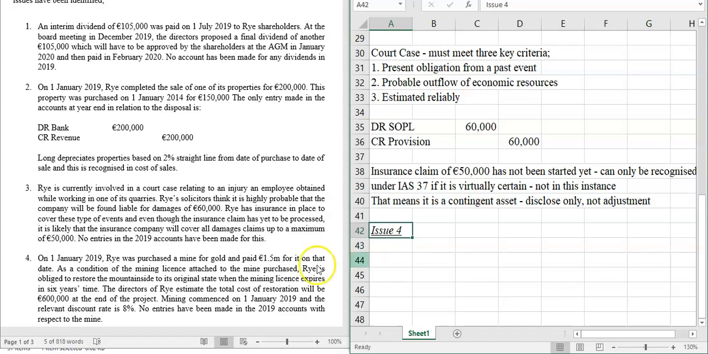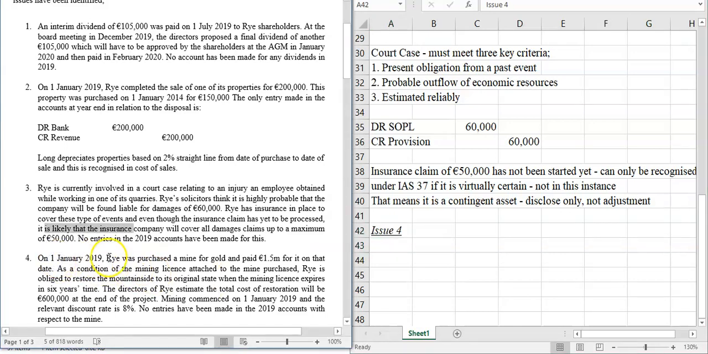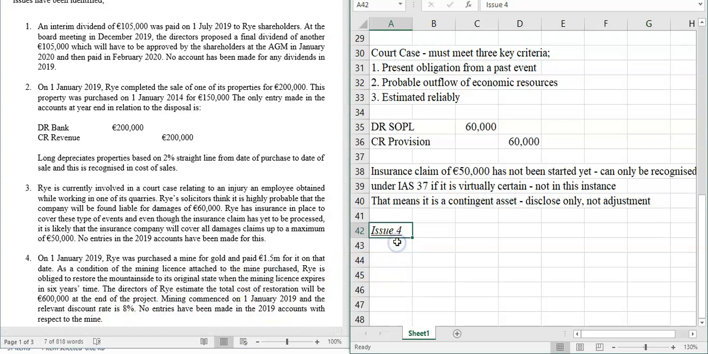So issue 4, you're told on the 1st of the year again, the company purchased a gold mine for 1.5 million. But a condition of running the mine is that they have to restore the mountainside to its original state when the license expires in 6 years' time, apologies. The estimated cost of restoration is 600 grand at the end of the project. And the mining commenced straight away, and the relevant discount rate is 8%. So this is a combination of IAS 16 plus IAS 37. It's what we call a capital provision.